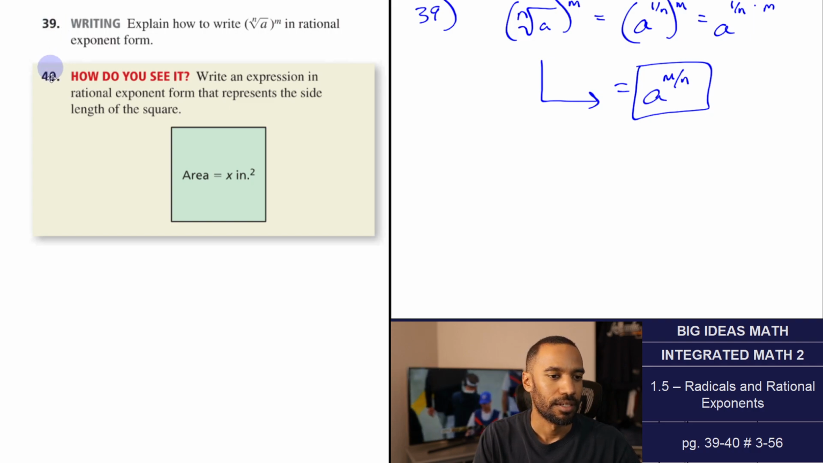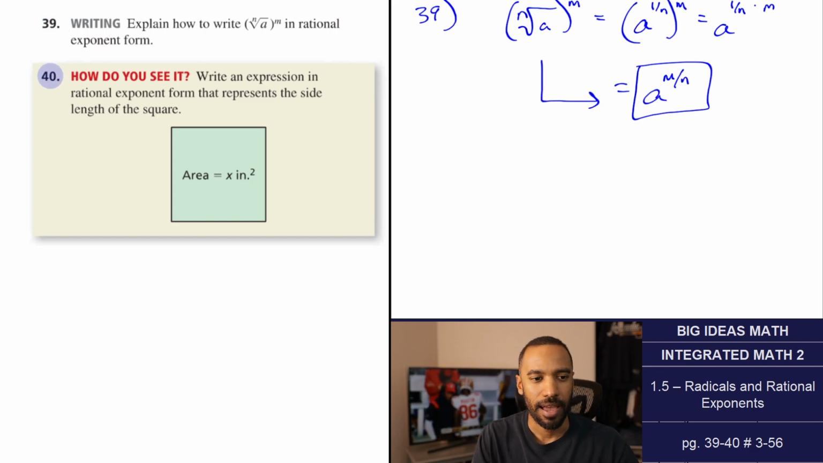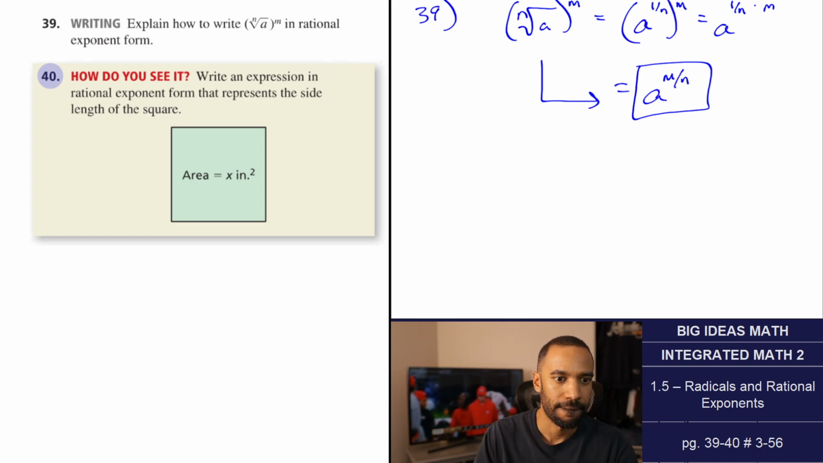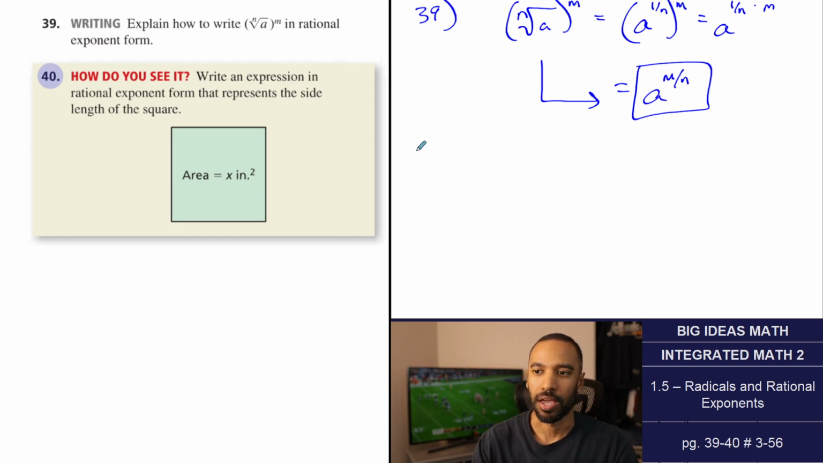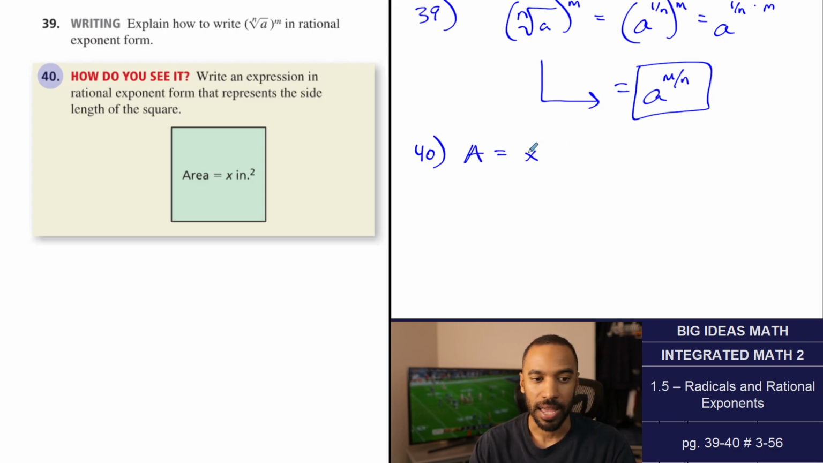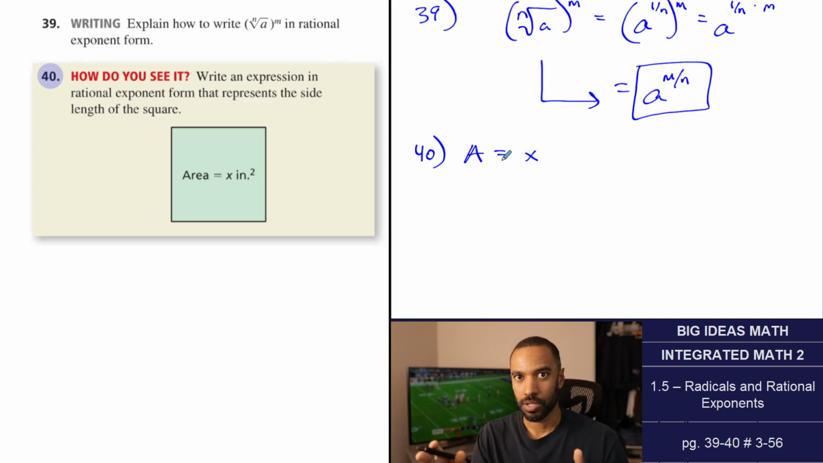Number 40, how do you see it? Write an expression in rational exponent form that represents the side length of a square. Oh, I see. Okay, so your square area is x. It's not x squared. That says x square inches. It's x. The side length of each of these will be taking the square root of this, right?